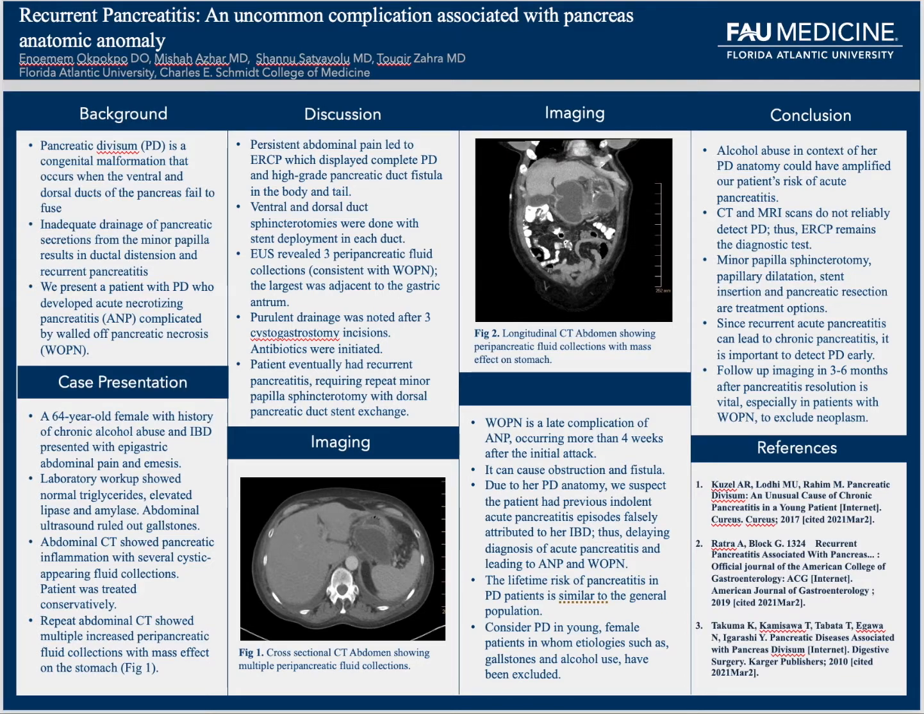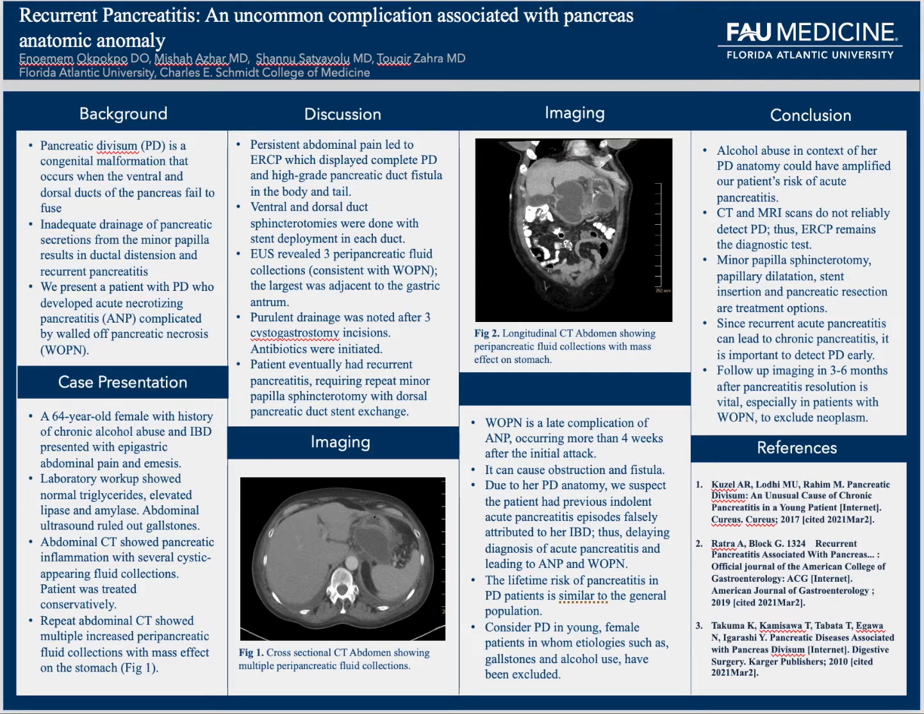A follow-up EUS revealed 3 peripancreatic fluid collections consistent with walled-off pancreatic necrosis, of which the largest was adjacent to the gastric antrum. With incision, there was purulent drainage noted. Therefore, the patient was initiated on antibiotics with meropenem at the time.